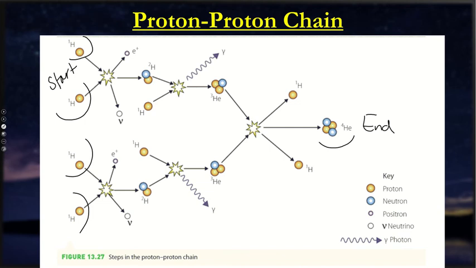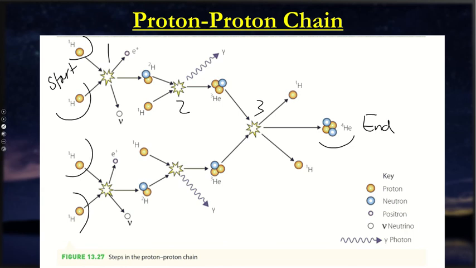So as you can see, there's 1 collision here, 2 collisions here, 3 collisions here. So there's 3 steps involved in producing the hydrogen into helium. So we're going to look through each one and see what this diagram is showing us.